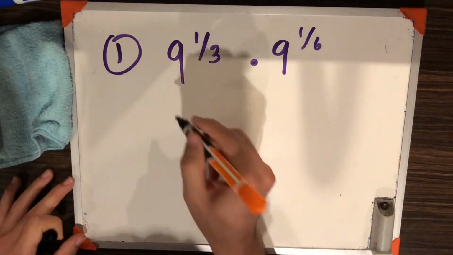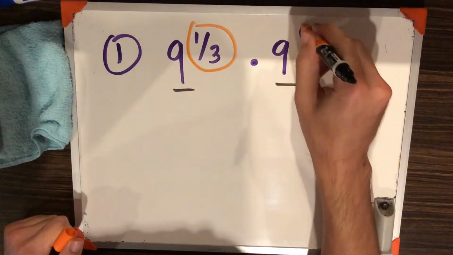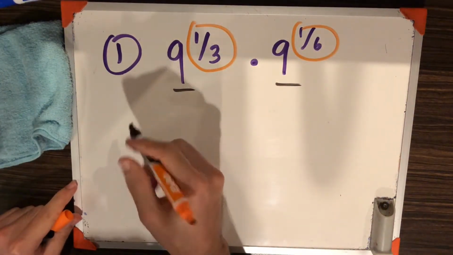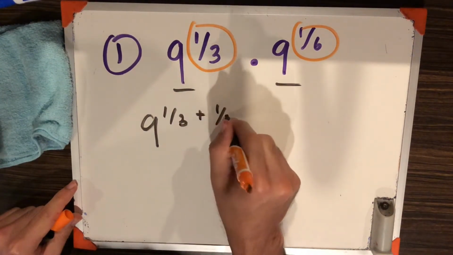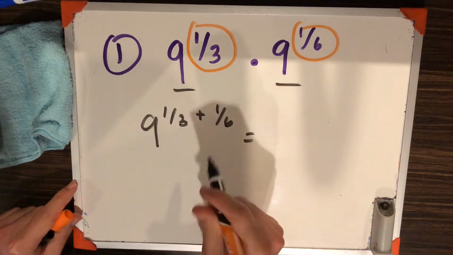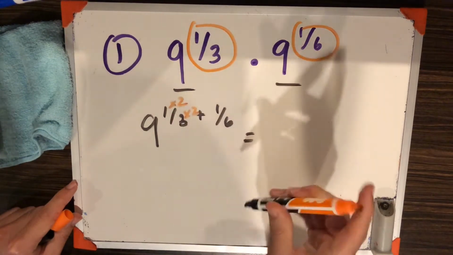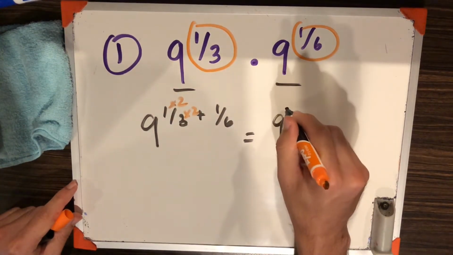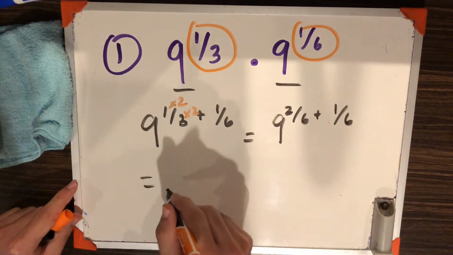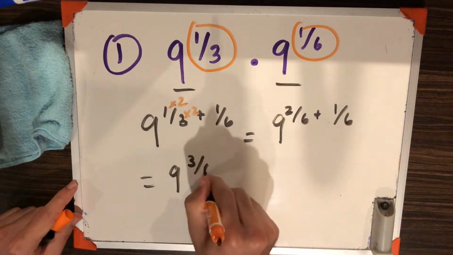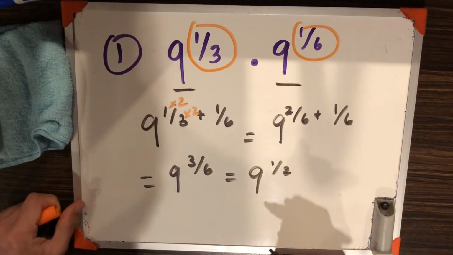Alright, so for number one, we have the same bases. So what we can do here is add your exponents. In this case, this is going to look like 9 to the 1 over 3 plus 1 over 6. I'm going to change the denominator here, so times 2 times 2. What we have here is 9 to the 2 over 6 plus 1 over 6. That would turn out to be 9 to the 3 over 6, which is also 9 to the power of 1 over 2.